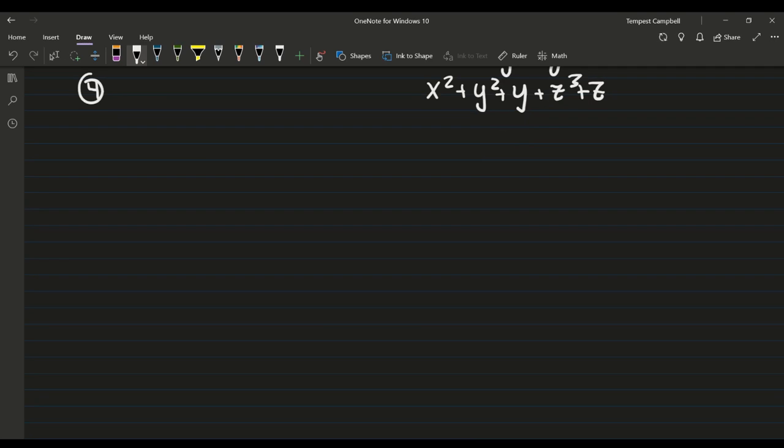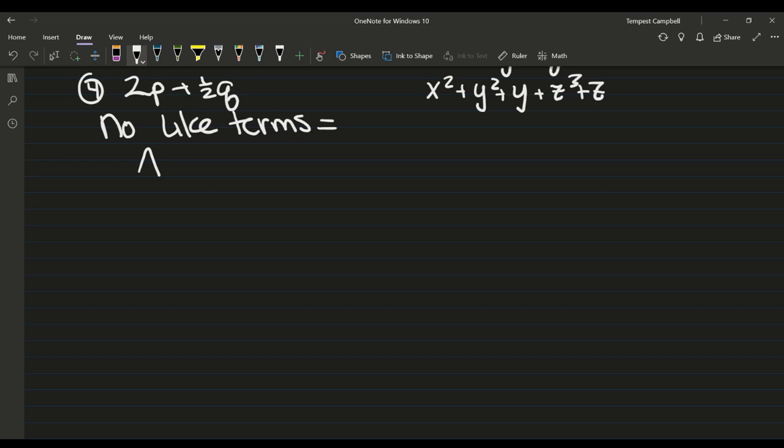Okay, number 4. We had 2p plus 1/2 q. So no like terms, which means it's already simplified. Okay, that was a trick one. All right, let's look at number 5.